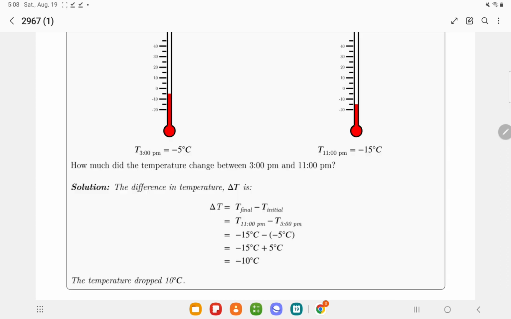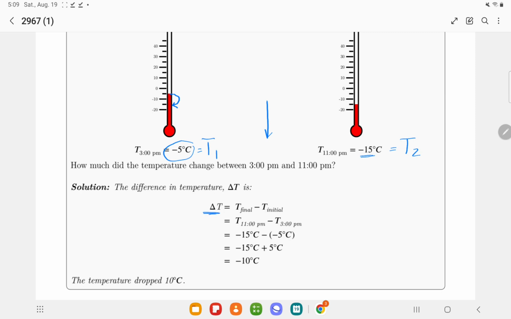And here we have a similar example. We start with -5, so that's T1, and the temperature goes to -15, that's our T2. We see that the temperature drops because it goes from -5 to -15. Now we're going to use our equation for change.